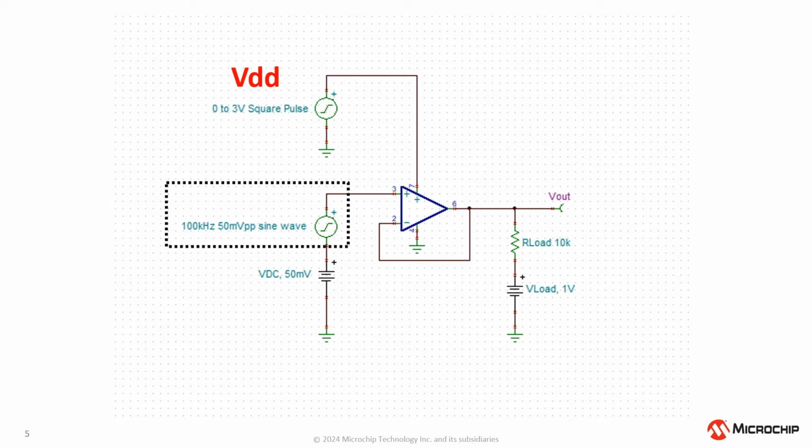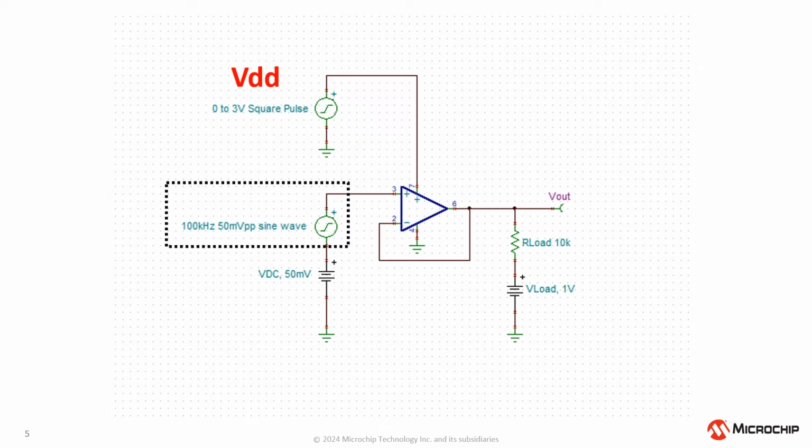The op-amp is turning on, and the output is becoming low impedance. At this point, the output becomes a function of the applied input voltage. The time at which the output follows the input sine wave is the op-amp startup time.